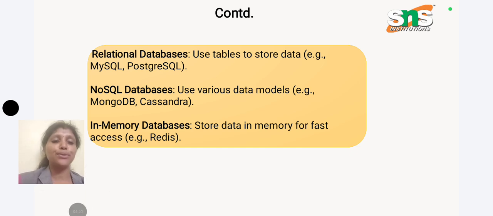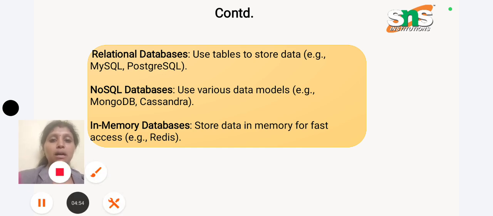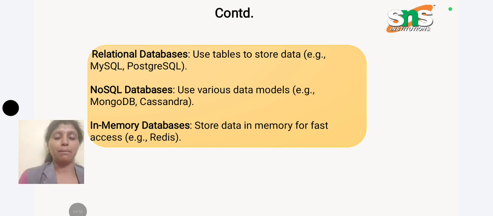In-memory databases store the data in memory. If we are storing the data in memory, we can use it for fast access, a fast and efficient process. For example, Redis is a good example of an in-memory database.